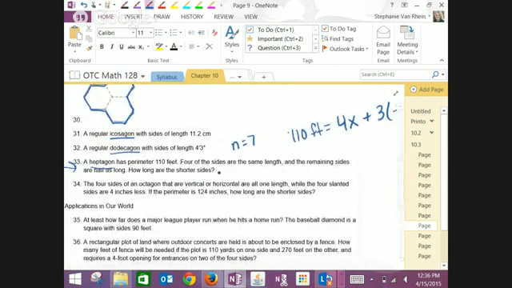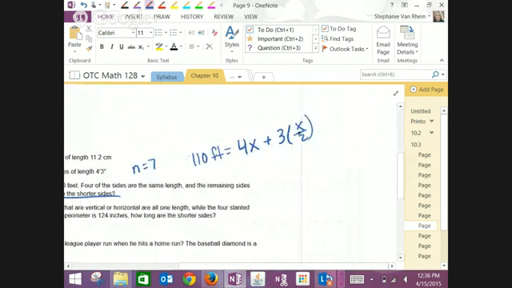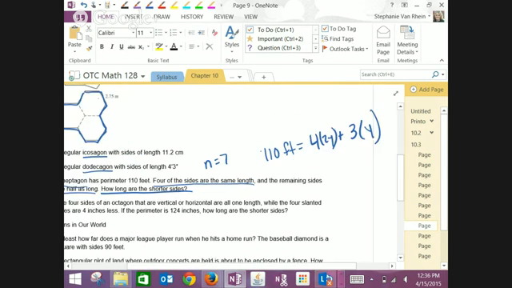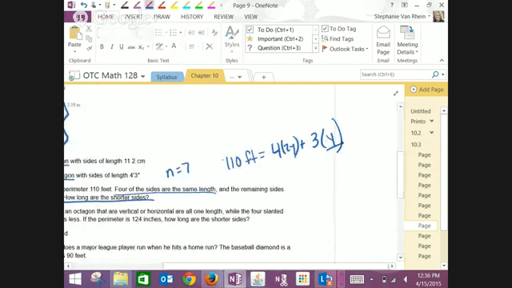How long are the shorter sides? So here, since I want to know the shorter side lengths, I could call the shorter side y. Sorry, the longer sides would be 2y. If the remaining sides are half as long, then the original 4 sides are twice as long as the shorter side, and there's 3 of them that are short. There's different ways to set it up. This is just one of them, and then you solve for y. You could solve for x and then divide by 2 to get y.